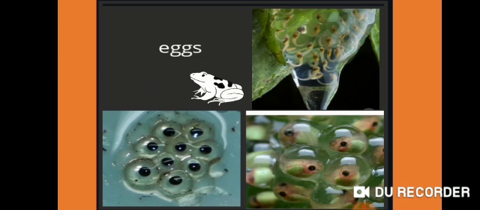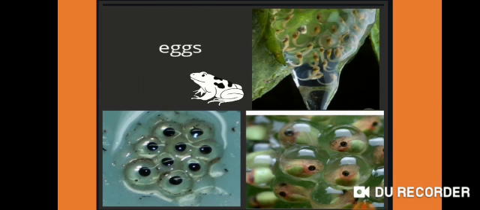Here is a very beautiful picture. Do you know what this is? This is an egg. And the first stage of the life cycle of a frog starts with the egg. These eggs, they can't live on land. They can only live inside the water. If they live on land, they might not survive it. So the eggs of a frog, it's always inside the water.